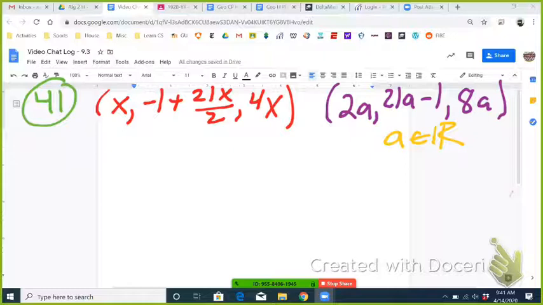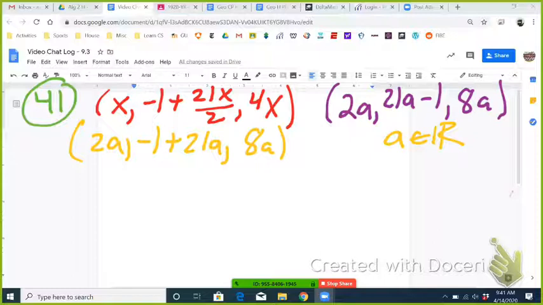Here's how. If you let x equal 2a and you plug in 2a for x, you get 2a, and then negative 1 plus 21 times 2a divided by 2, which would be 21a, and then plug in 2a for x there, and you get 8a. So this is the same answer. It's just writing it in terms of an independent variable instead of picking x, y, or z.